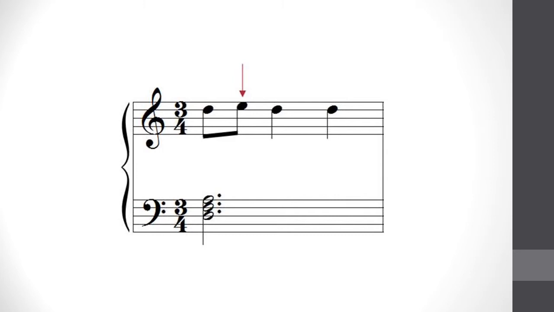First of all, it is between two chord tones, D and D. It moves in a stepwise motion. It also moves in a discontinuous motion. That is, it moves away from one chord tone and returns to the same chord tone.